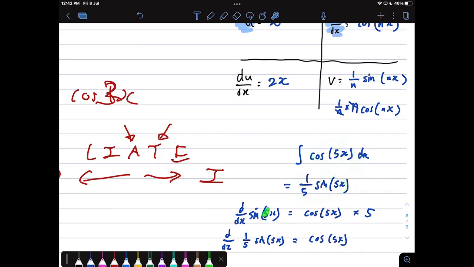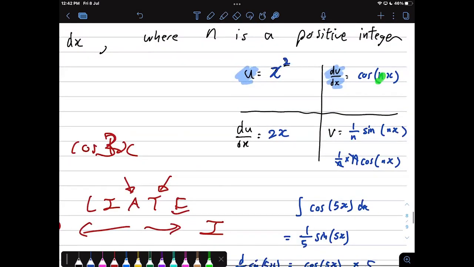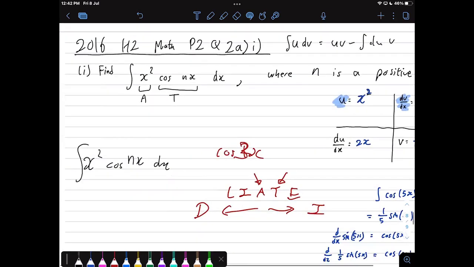Now it works for the case where it's 5. You can try for all the other numbers. In general, it will work for any positive integer n. So n becomes 1 over n. Can you understand the pattern? Okay, I'm just going to get rid of this irrelevant information. So now we can answer the question.